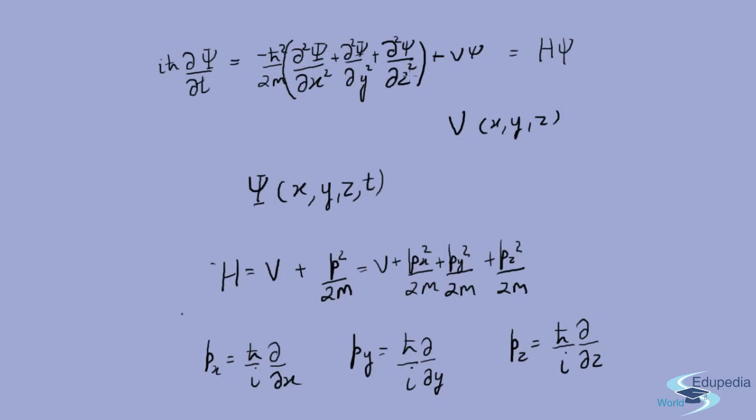This equation can better be written using the Laplacian operator, which is basically, we can write it as iota h del psi by del t is equal to minus h square by 2m del squared psi plus v psi. Now what is this del squared?